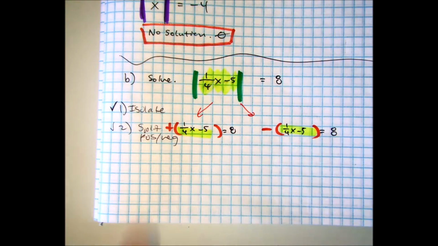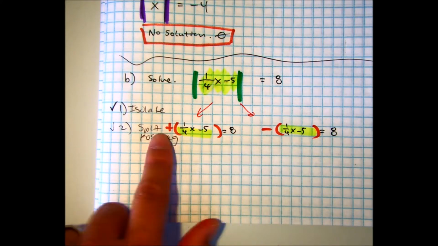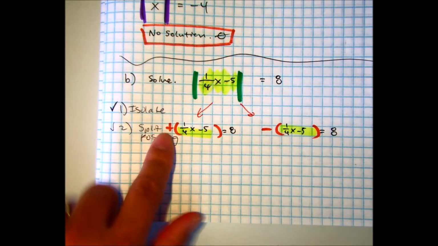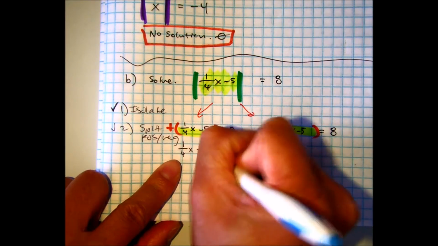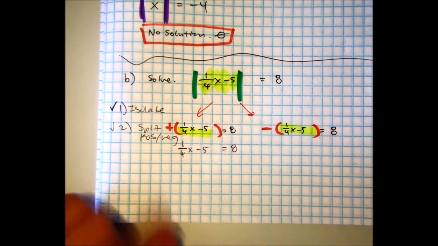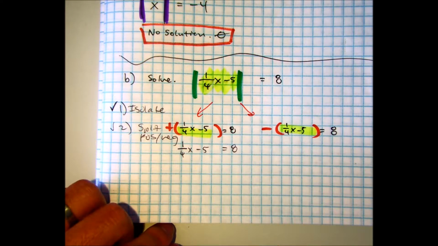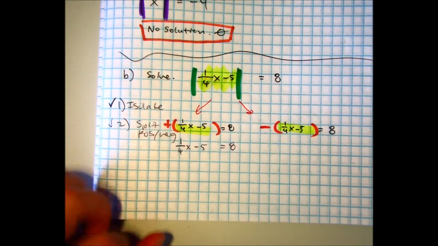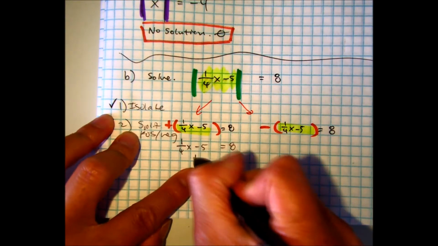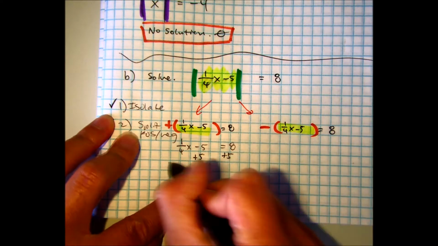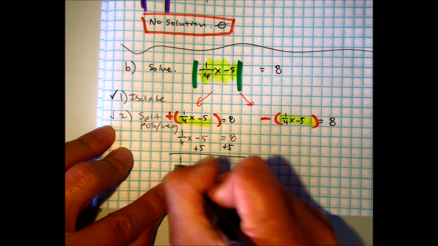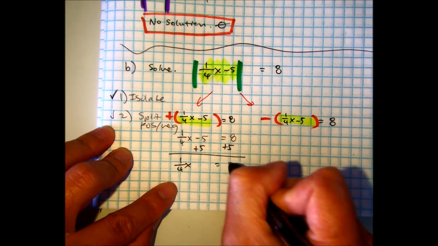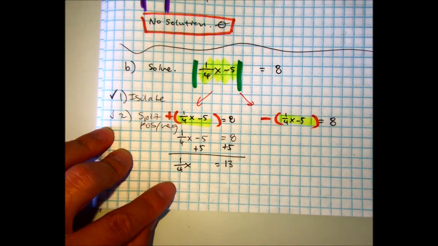Class, tell me, do I need the parentheses here? No, because it's positive, I can drop the parentheses. Let's go ahead and solve that. Class, what should I do first? We're going to add what's left. 1/4 x equals 13.